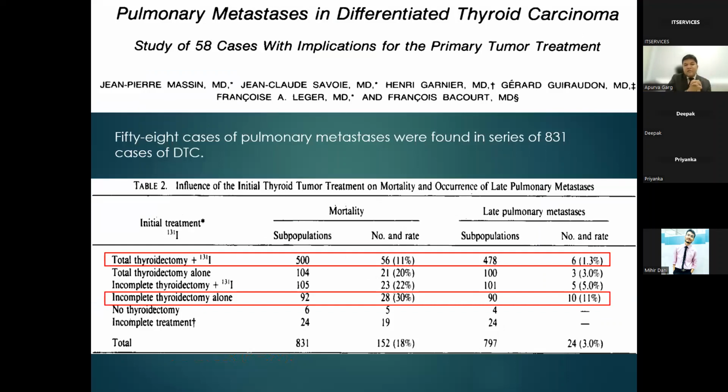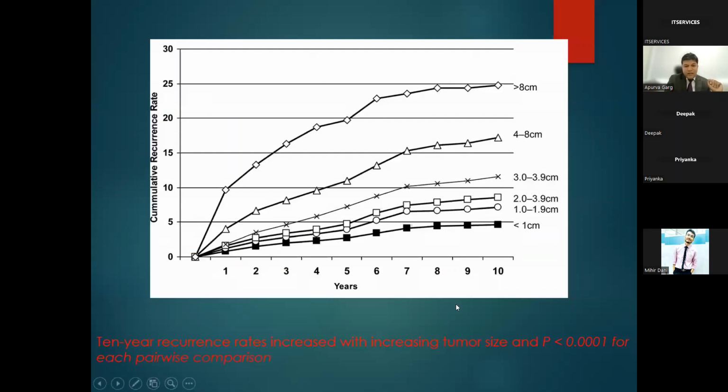Then the incidence of pulmonary metastasis. So in total thyroidectomy, the rate was 1.3%, and in incomplete thyroidectomy alone, it was higher, 11%. So here we can see that the 10-year recurrence rate increased with increasing tumor size, and P was highly significant. So as the tumor size increased to more than 8 centimeters, the recurrence rate was as high as 25%.